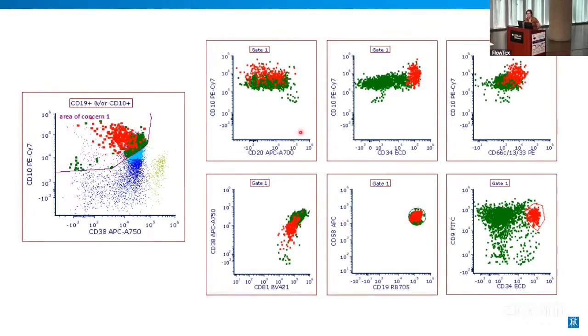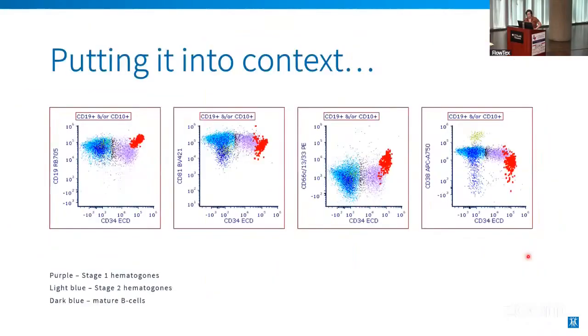And so what do I have here? I don't know. I have this population that sort of clusters here, so let me put a gate around that. And is this something abnormal? Well, let's put it into the context of normal hematogones. We have our stage 1 hematogones colored in a light purple, our stage 2 in a light blue, and then the mature B cells in the dark blue.